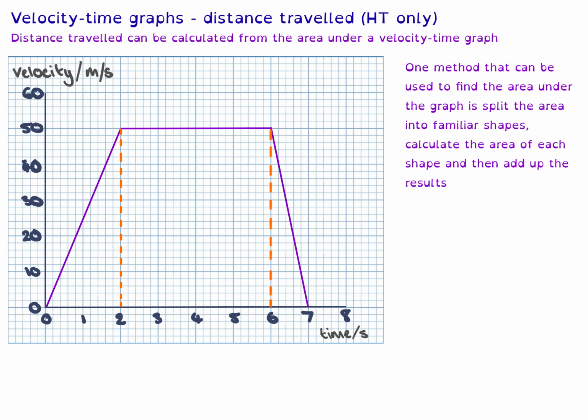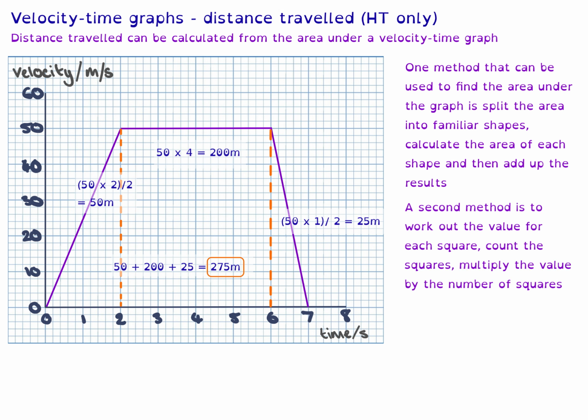So for this graph, it can be split into two triangles and a rectangle. Each of those areas can be calculated, so the first triangle is 50 times 2 divided by 2, and that gives us 50 metres. The rectangle is 50 times 4, which gives us 200 metres, and then the last triangle is 50 times 1 divided by 2, which gives us 25 metres. And we take all of those distances, add them together, and that gives us a total distance travelled of 275 metres.